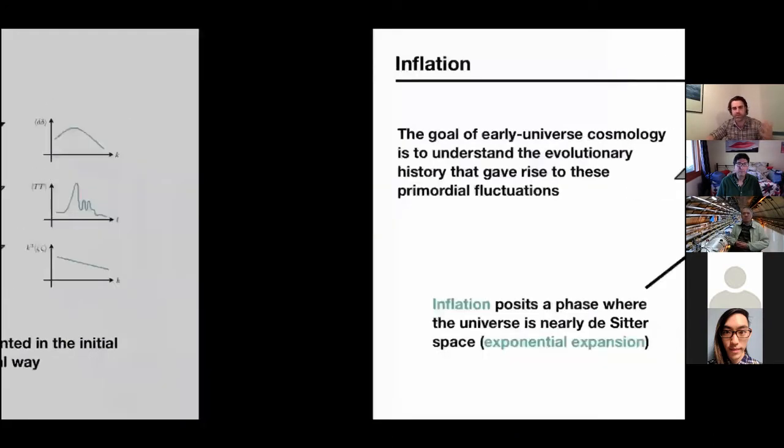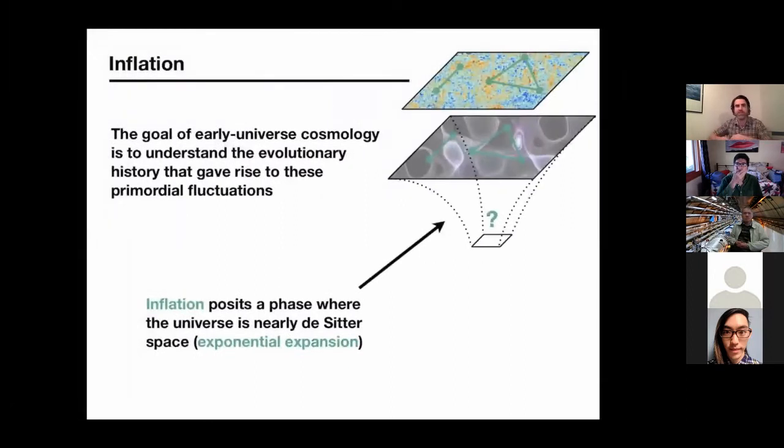Of course, this is a puzzle that by now there's a standard resolution to. But the thing I want to emphasize is that the goal of early universe cosmology is to understand the evolutionary history that gave rise to these primordial perturbations. I told you that cosmology is the study of tracing correlations through time. And the goal of early universe cosmology is to reconstruct a history that gave rise to the correlations that we see on this late time reheating surface that then grew into the large scale structures that we see in the late universe.